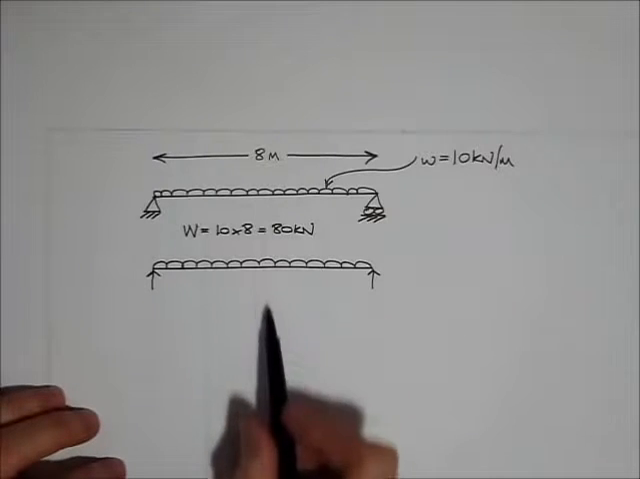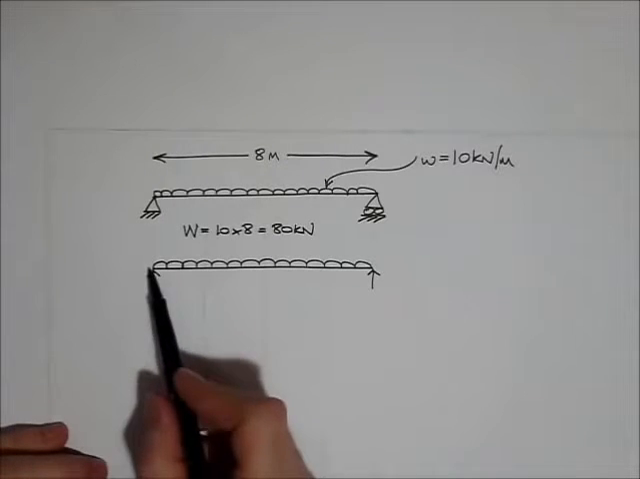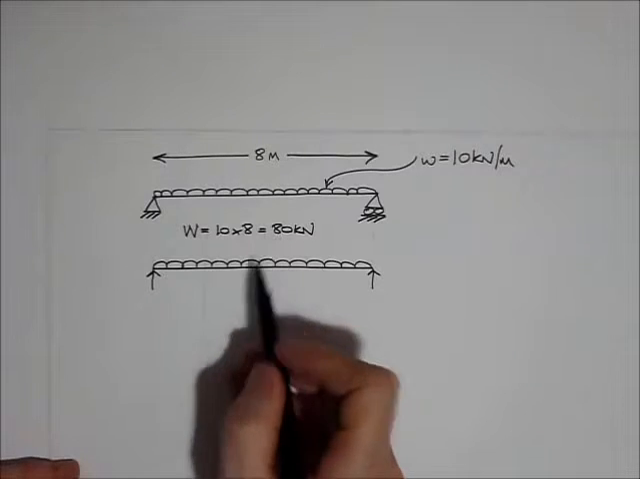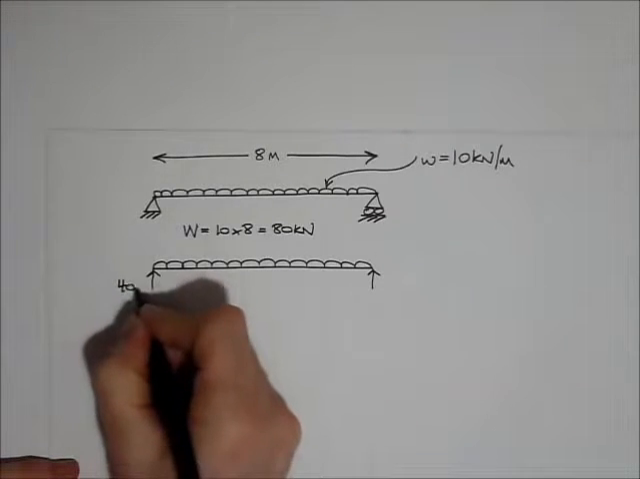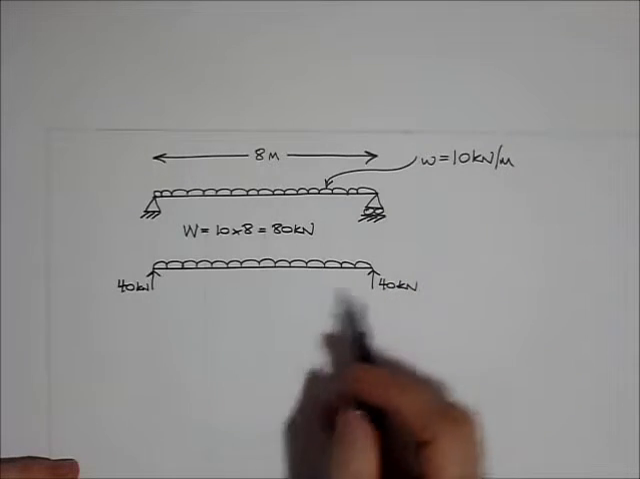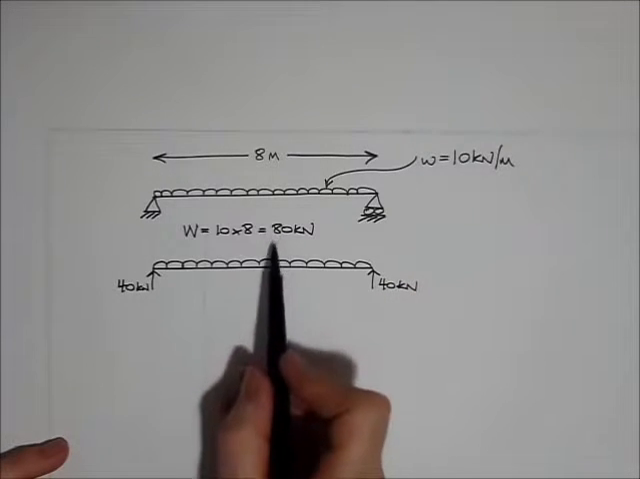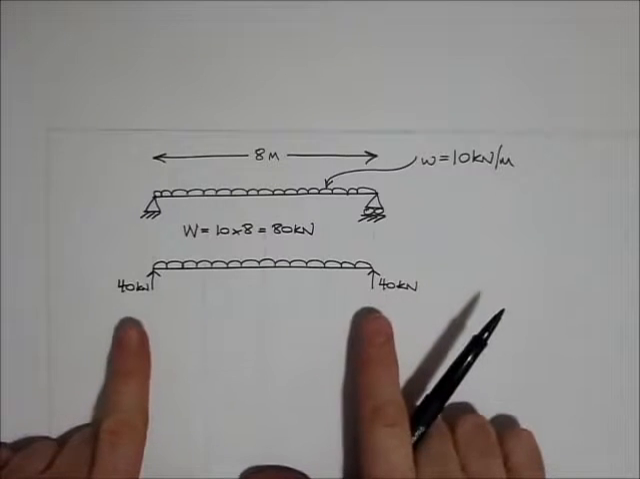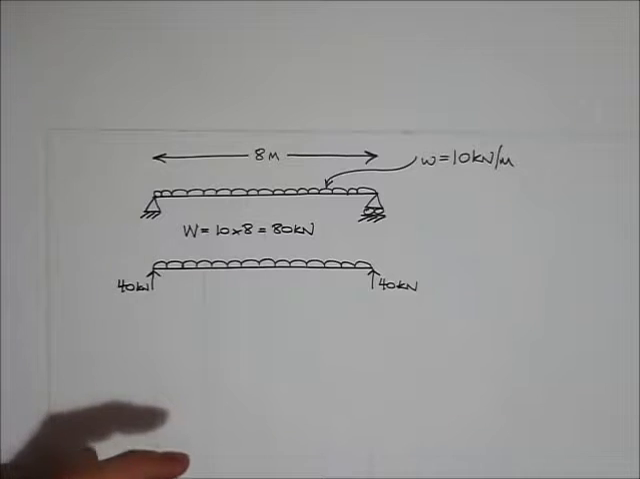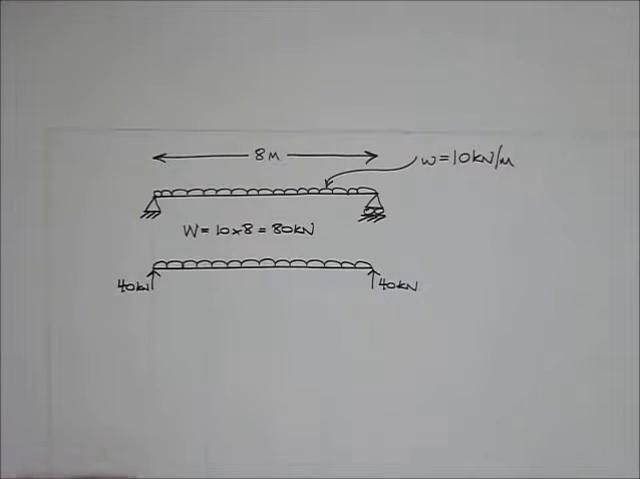Now as it's symmetrical, I'm not going to waste time taking moments around each of the supports to find the reactions. I'm just going to use some common sense, and each of the reactions is going to be 40 kilonewtons. So if I resolve vertically, I have 80 kilonewtons going down and 40 kilonewtons going up at each of the reactions. Great. Let's have a little think about the deflected shape of the beam.